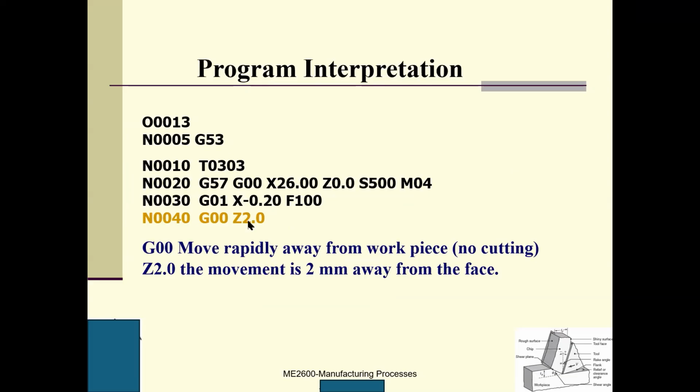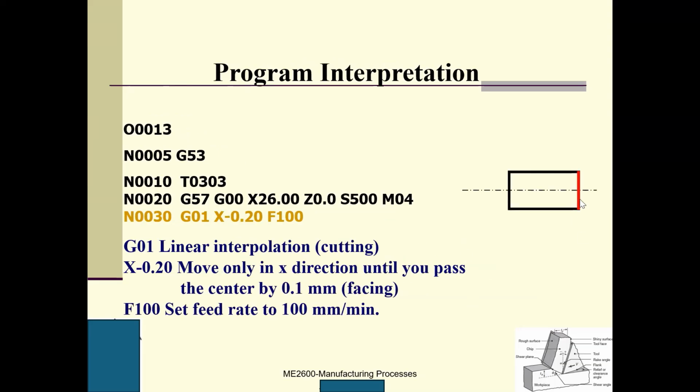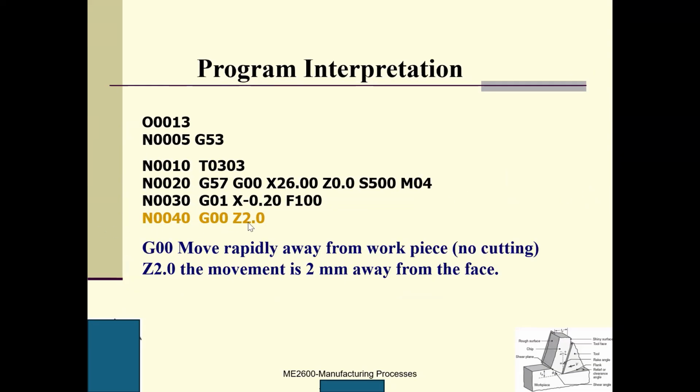And then G00 is a rapid movement, no cutting. I move rapidly away from the workpiece, right? And then the Z direction is the horizontal direction, to Z 2.0. The movement is 2 millimeters away from the face. From here, I move in the Z direction by 2 millimeters. The Z direction is the horizontal direction.